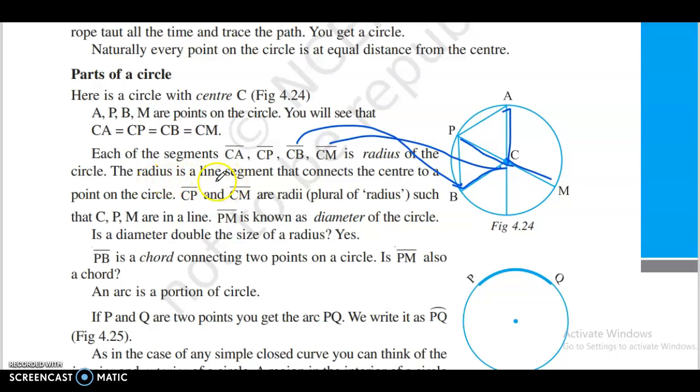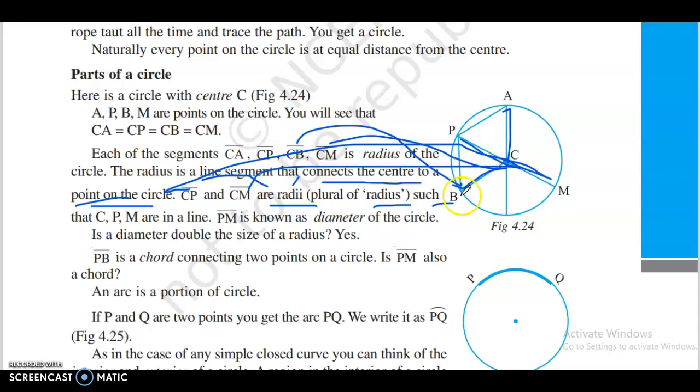The radius is a line segment that connects the center to a point on the circle. CB and CM are radii. So this is singular, and the plural is radii.